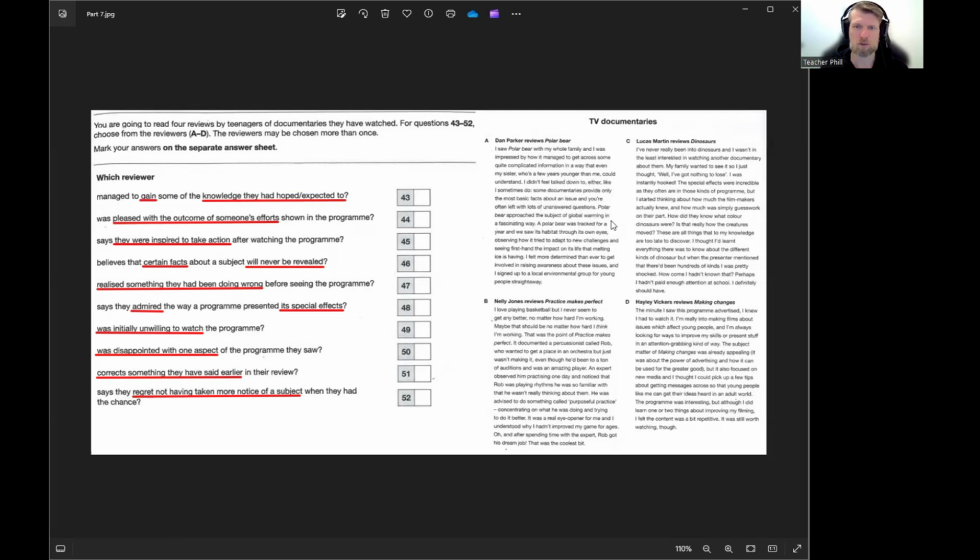Polar Bear approached the subject of global warming in a fascinating way. The polar bear was tracked for a year, and we saw its habitat through its own eyes, observing how it tried to adapt and seeing firsthand the impact on its life that melting ice is having. I felt more determined than ever to get involved in raising awareness, and I signed up to a local environmental group for young people straight away.